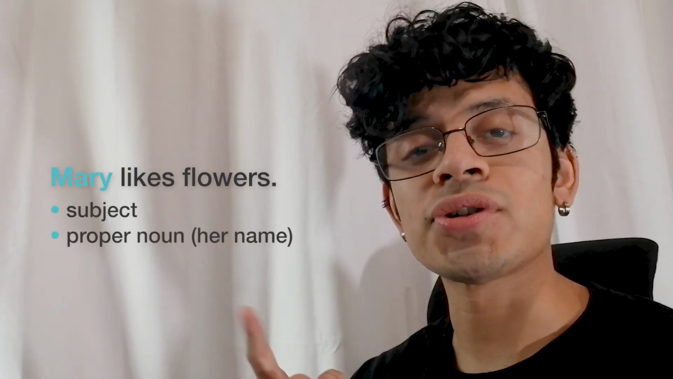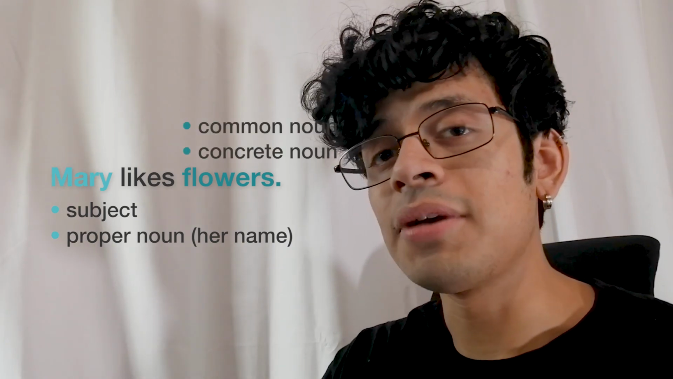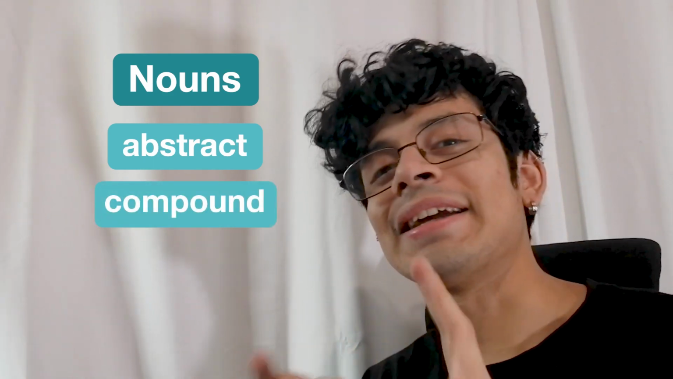Let's try to make a sentence with some of these nouns, whether it's common, proper, or concrete. We can say something as simple as, let's say, Mary likes flowers. Mary is the subject, and Mary is a proper noun. She is a person. She has a name. Flowers are common things, things that we see every day, so we can very easily call them either common nouns or concrete nouns. Once you've mastered those more basic nouns, we're going to move on to those that are a little bit more difficult. We're going to talk about abstract, compound, and collective nouns.